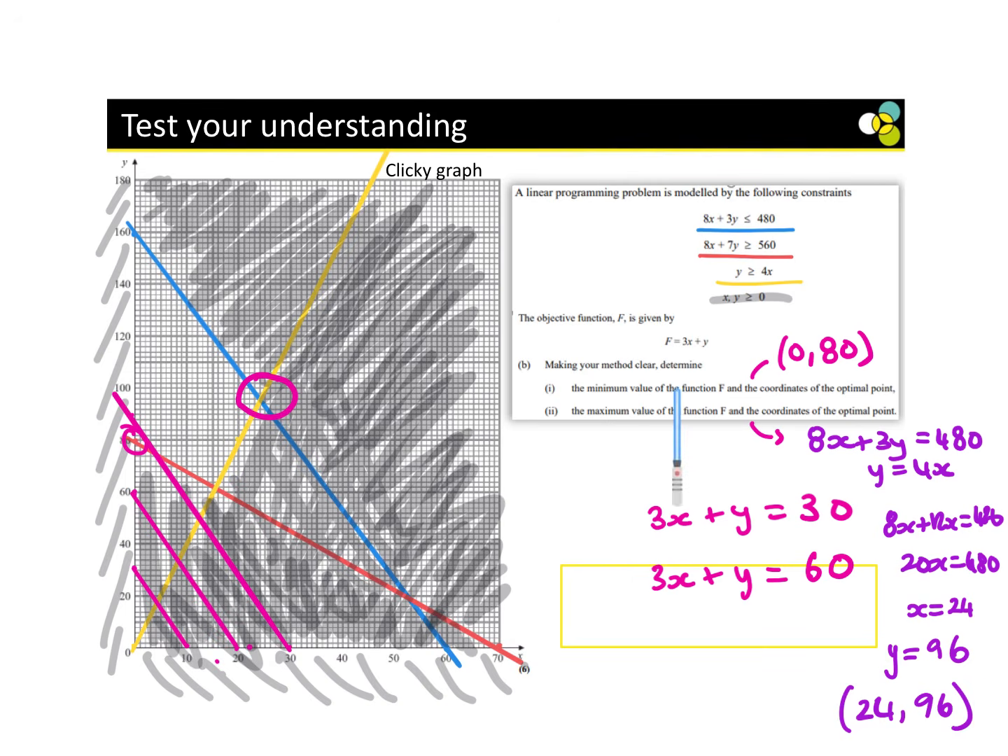So to minimise profit, I wouldn't make any jumpers, I'd make 80 shorts. To maximise profit, I'd make 24 jumpers, 96 shorts. Does that make sense? Yeah? I know what you're thinking. It doesn't say shorts anywhere in the question. You're right, I just made that up.